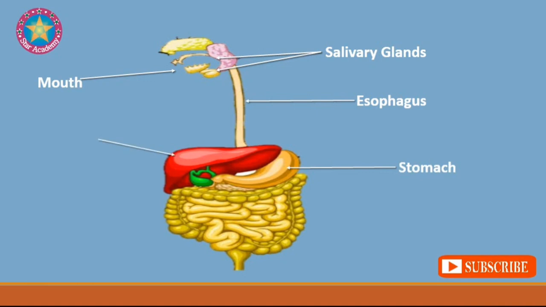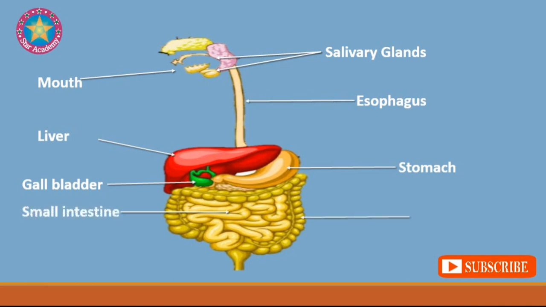Here we have liver. Then we have gallbladder. Here we have small intestine. Food from stomach comes to small intestine. Then is a large intestine. From small intestine, food passes into large intestine.